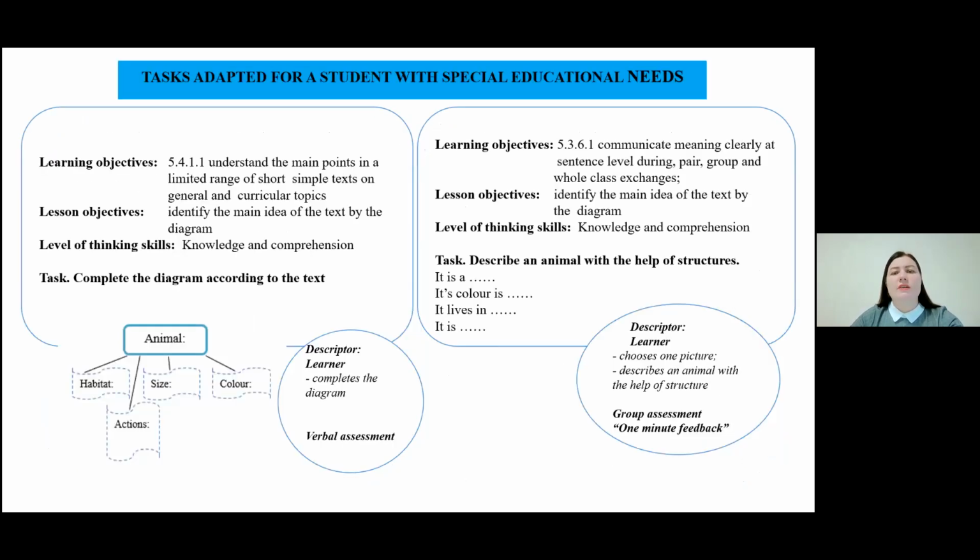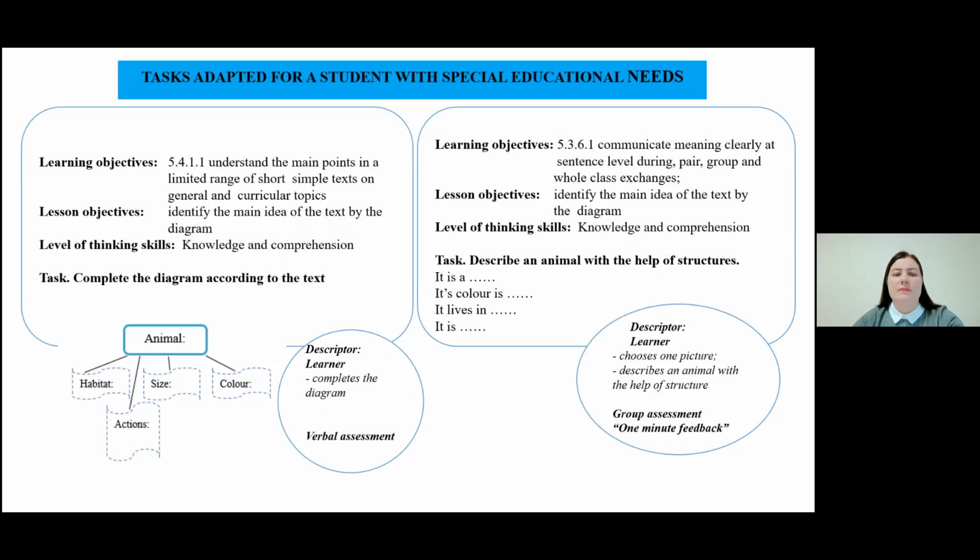According to special educational needs of some students in the classroom, I want to adapt this task to the following. Method: picture describing for speaking. So the task is to describe an animal with the help of structures. While completing the task, students will be provided with extra resources such as helpful structures. It is a, its color is, it lives in. Here I identified the simplified descriptors for such students in the following way. A learner chooses one picture and describes an animal with the help of structure.